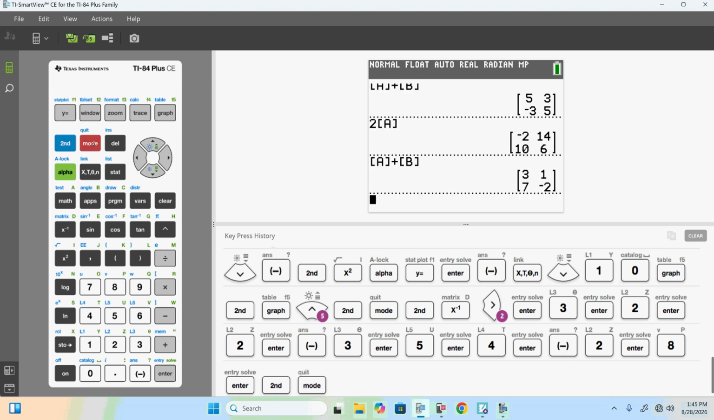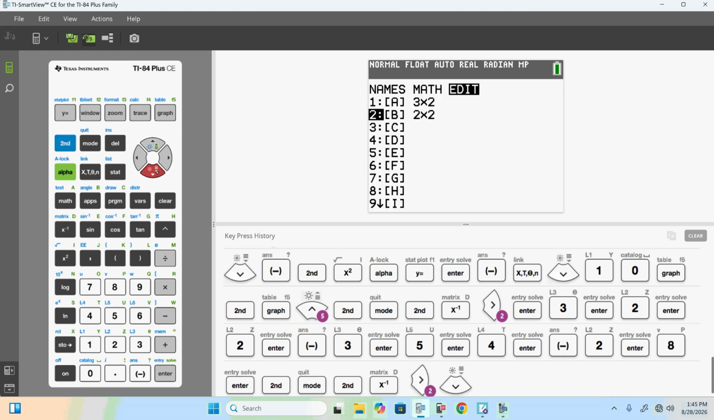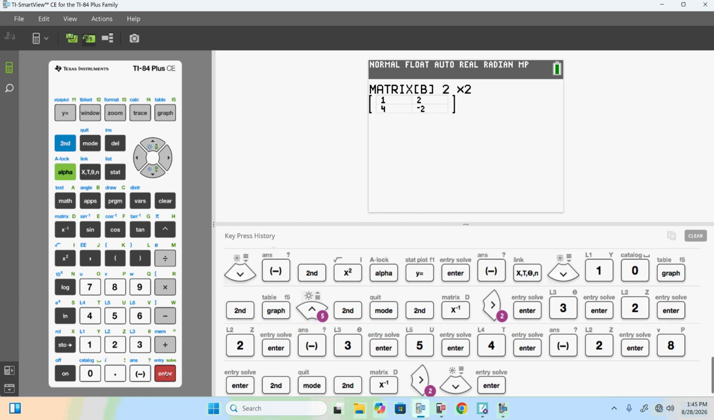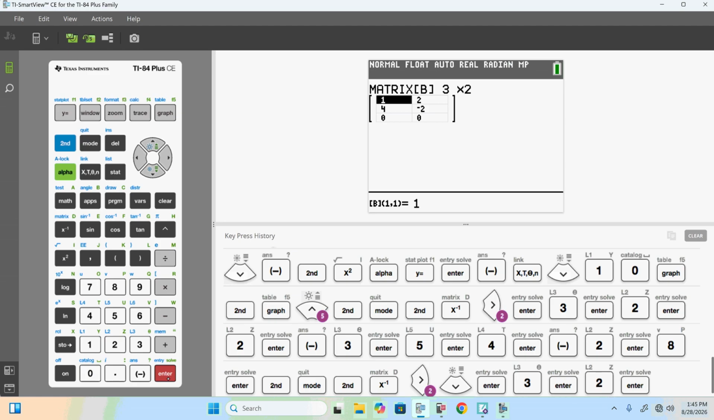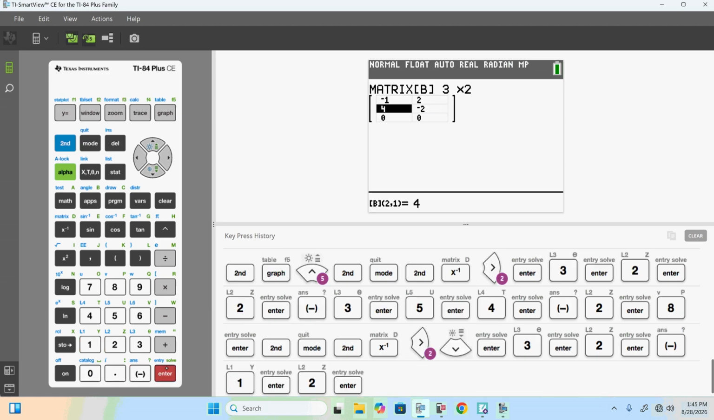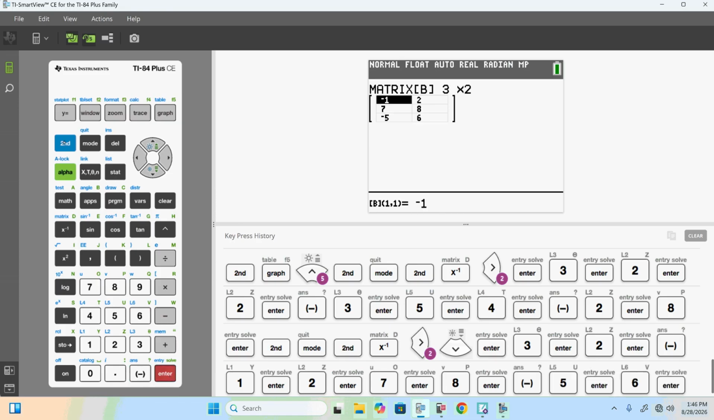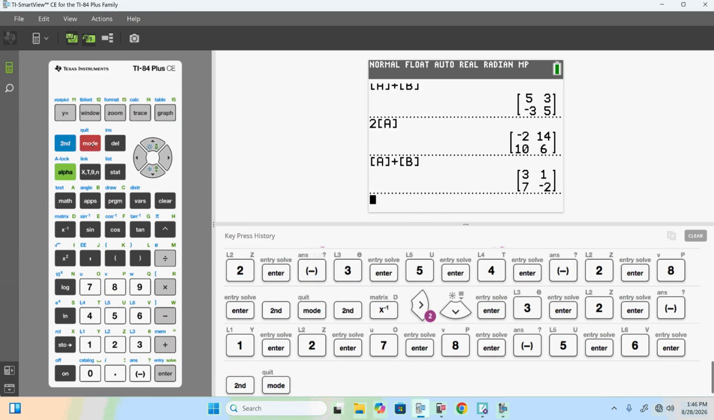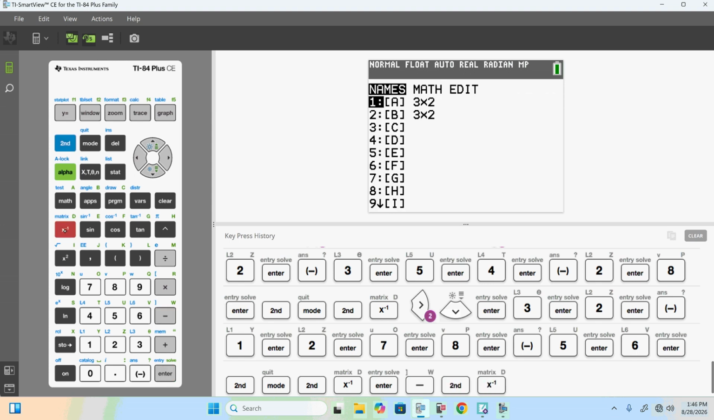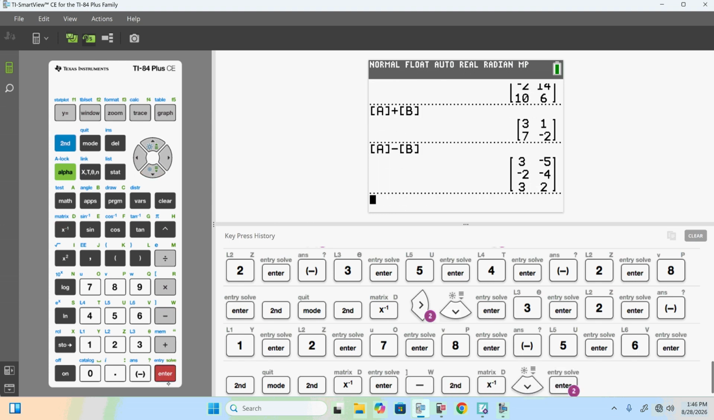We have to go second quick. Second matrix over to edit. This time we're going to B because I have two matrices we're adding together. It is also a 3 by 2. Negative 1, 2, 7, 8, then negative 5, 6. So we did all that to put A and B into the matrices. A went first, so when we go to actually do the operation, we call A first, and we're subtracting from it matrix B.